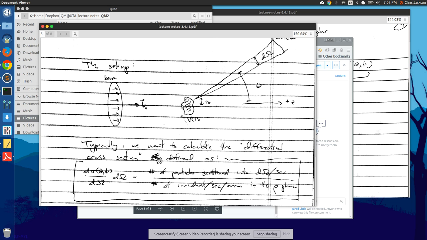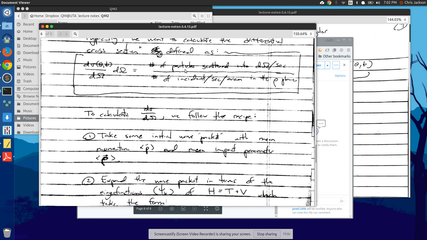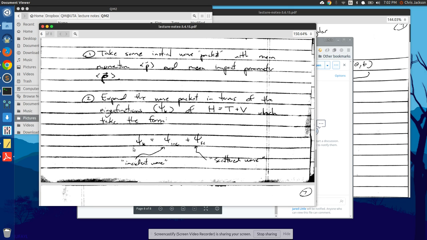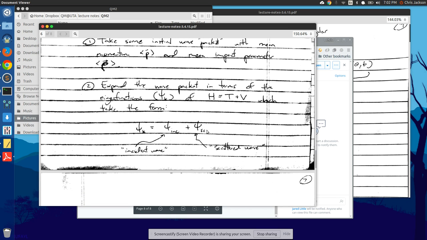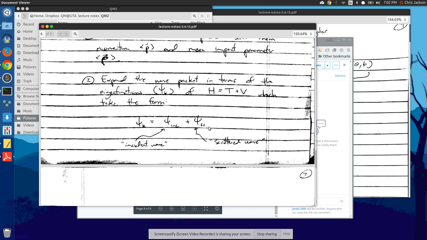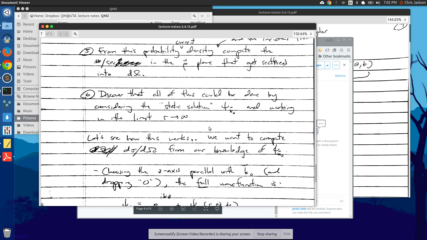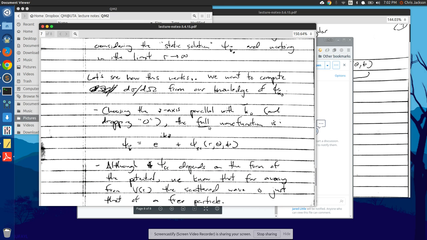So the beam of particles comes in, hits this thing, and then emanating away from this potential, you have spherical waves. That's how we typically write the wave function in two pieces: the incident wave, which I said is going to be a plane wave, and the scattered wave, which is going to be a spherical wave. And let me not go through these things again because they were super confusing.